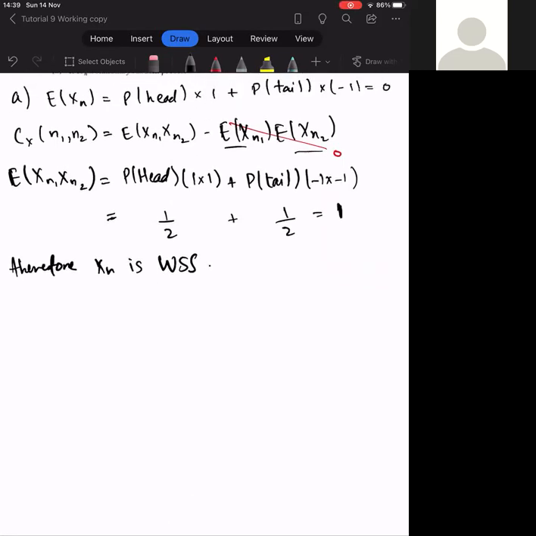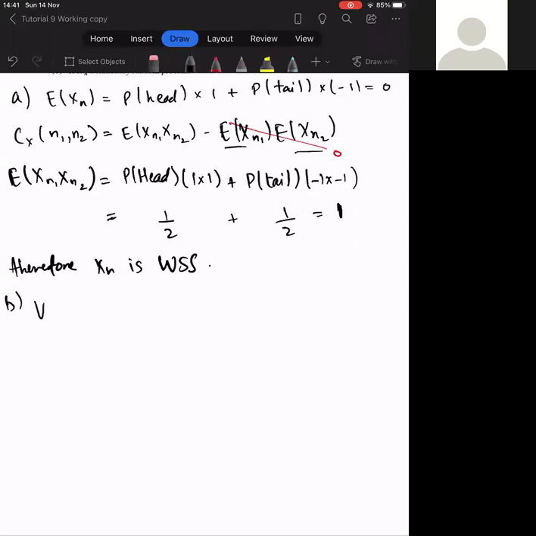ठीक है. Part B क्या पूछ रहा है? Part B पूछ रहा है if it's stationary. Stationarity के लिए we must look at the autocorrelation. पहले हम देखते हैं कि first order PMF के हिसाब से variance क्या बनती है. That is just equal to the expected value of xn squared minus the expected value of xn whole squared.